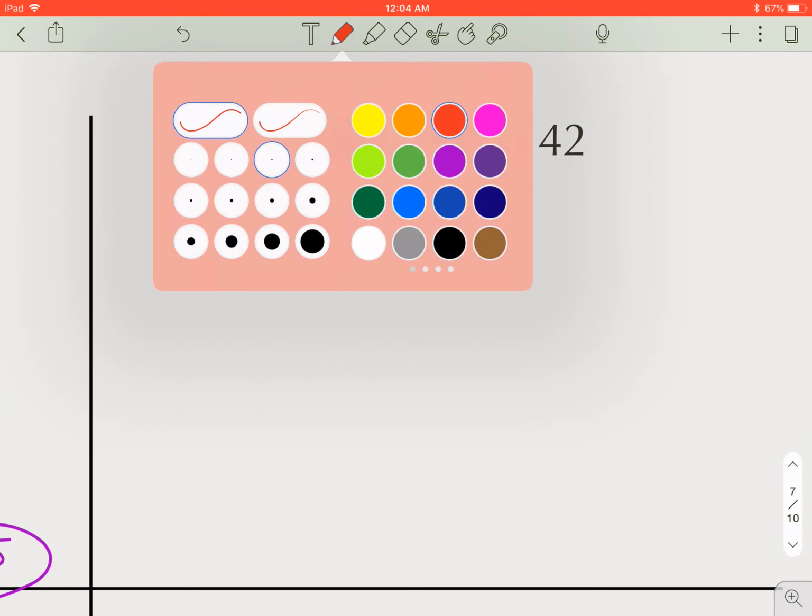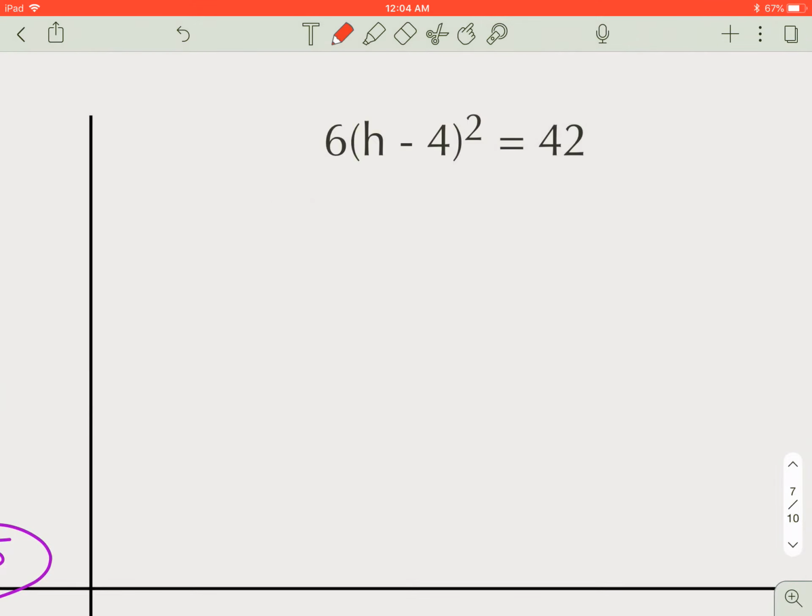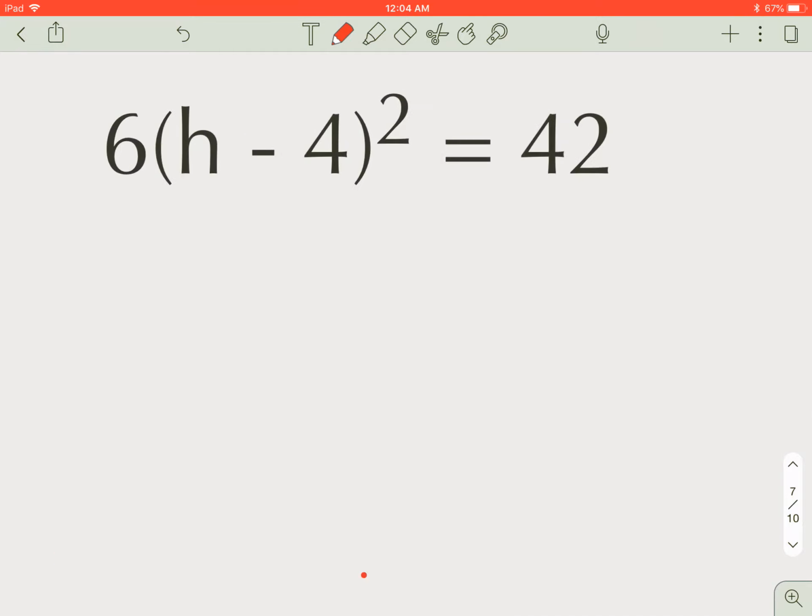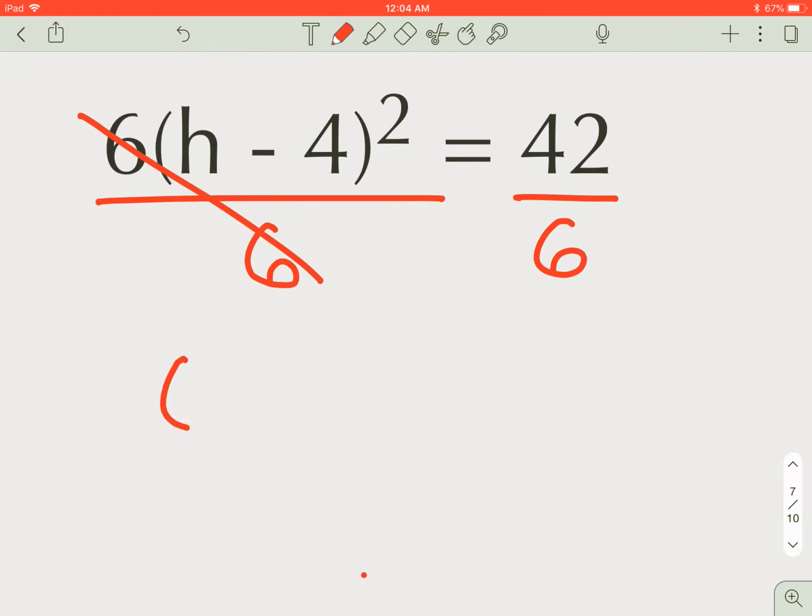Here I have 6 times the quantity of h minus 4 squared equals 42. So I still have to undo everything in this problem. I have to leave what's inside the parentheses for last. So the first step here would be to do SADMAT backwards, and I would divide both sides by 6 first. So I would divide by 6, divide by 6. Those would cancel out. I'd be left with h minus 4 squared equals 7.